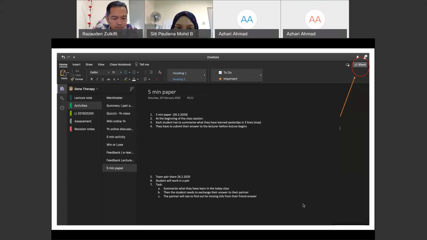Okay. Lepas tu kalau lihat, atas tu yang dalam circle warna merah ada button share.